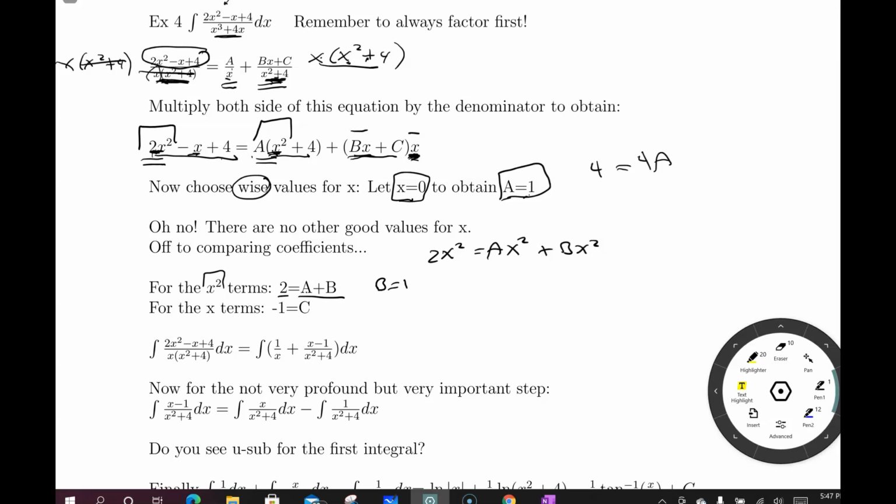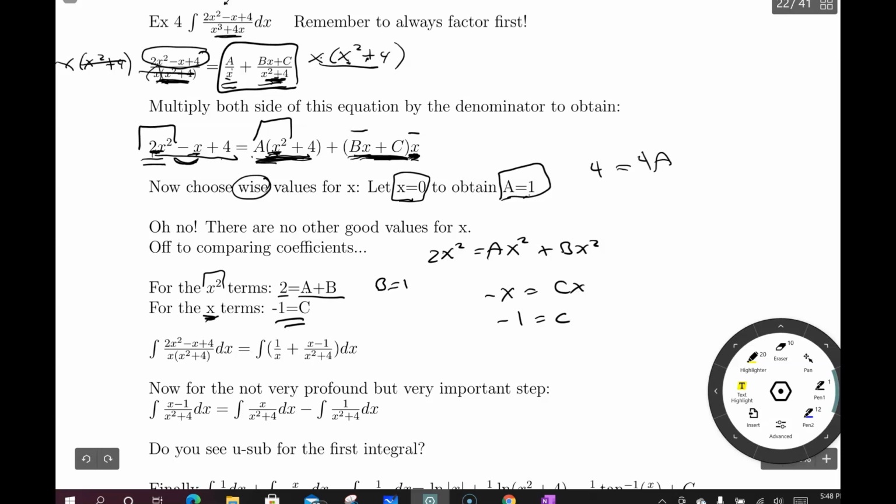All right, so then I'm going to compare the x terms. So here's my negative x, and there's no x terms in here. And over here, there's a cx. So I get negative 1 is c. That was pretty straightforward. Okay, so now plug it all back in. It has to be written neatly enough so you know where to put things in. So I'm putting a as 1, and then b. Here's b is 1, and c is negative 1, right?